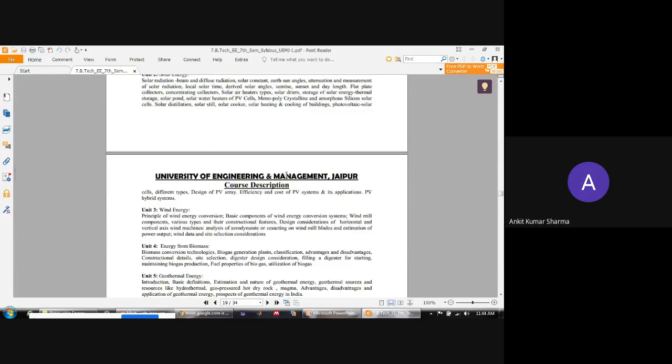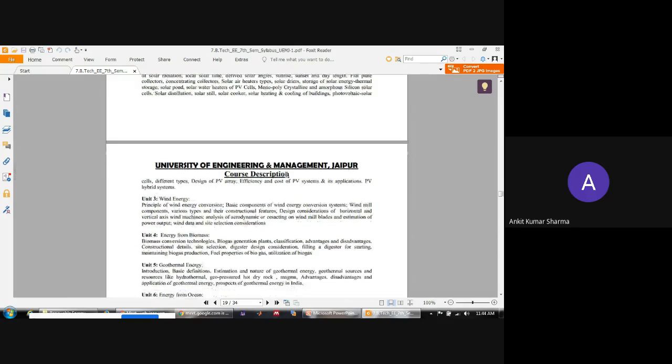In the third unit, we will discuss wind energy and the basic principle of wind energy conversion, and the basic components of wind energy conversion. Here is the most important part: the basic components of the wind energy conversion system, which include windmill components like the generator, blades, and the wind tower, wind data, and the selection criteria to set up a wind energy plant.